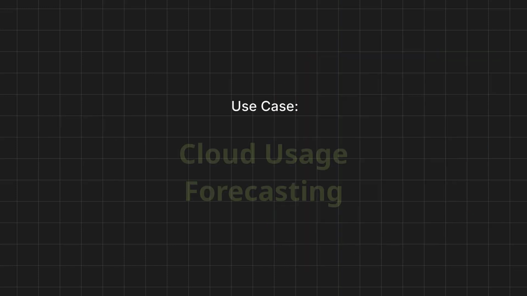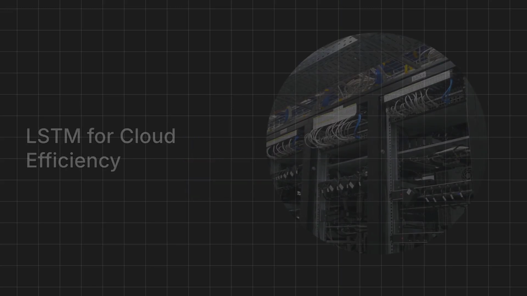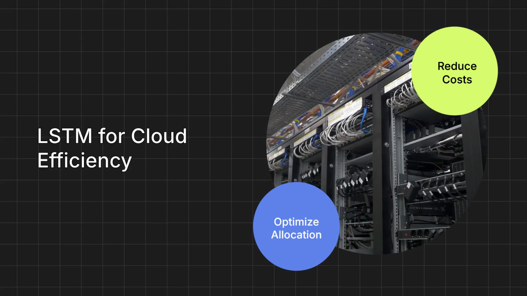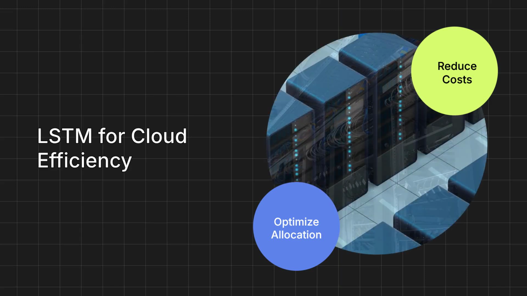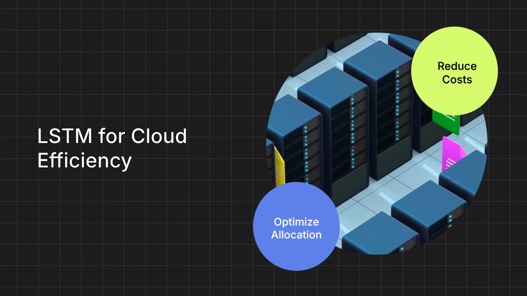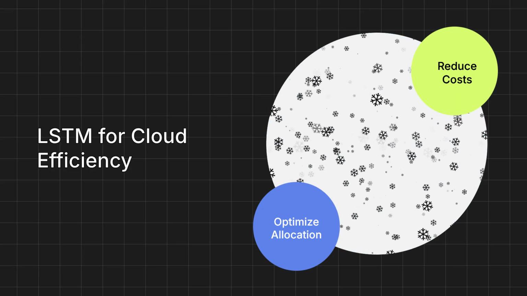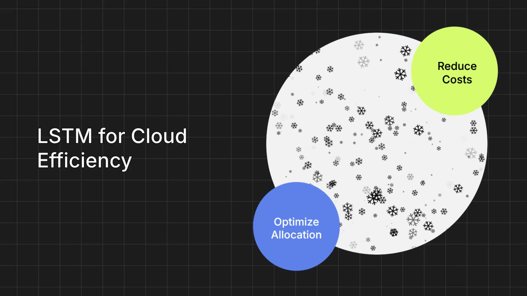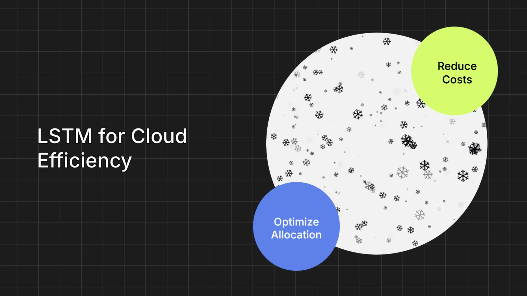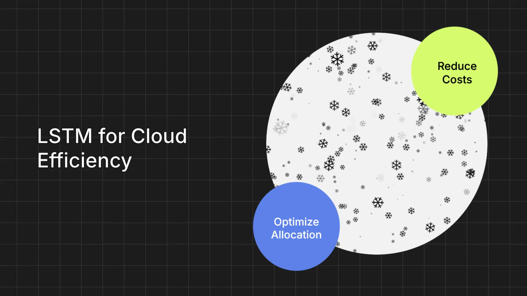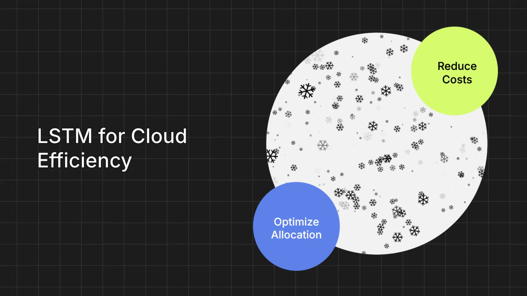Use case: cloud usage forecasting. Google Cloud uses LSTM networks to forecast resource usage and manage cloud infrastructure more efficiently. By predicting future demand for computing resources, Google can optimize server allocation and reduce operational costs. The LSTM models consider past usage patterns, workload seasonality, and other relevant factors.